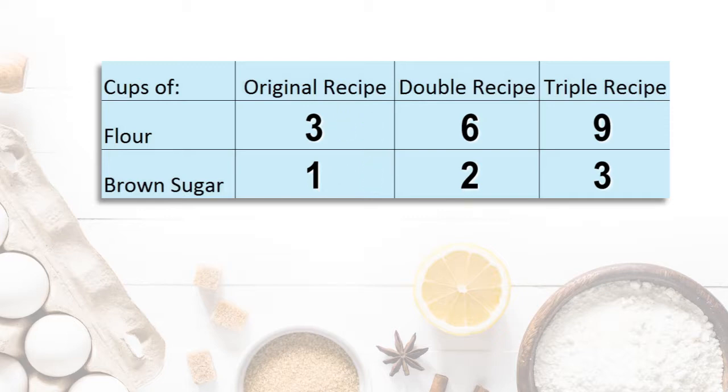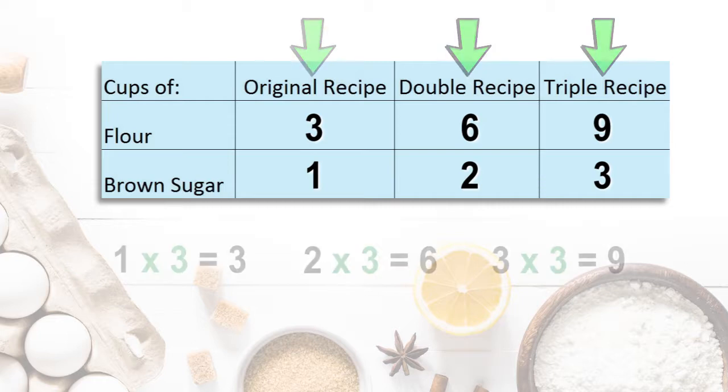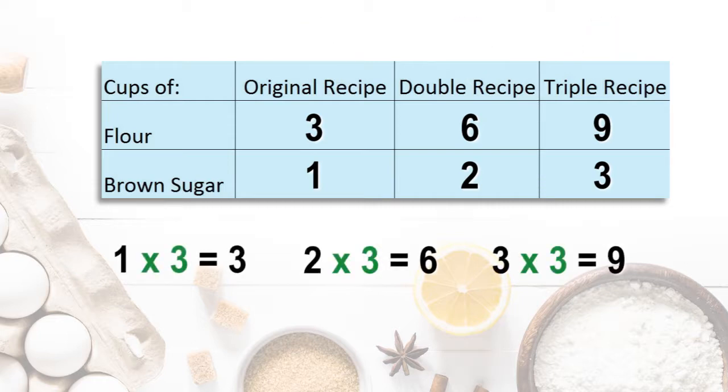How do the two rows relate? The number in the top row relates to the corresponding number in the bottom row as a ratio of flour to brown sugar. The ratio of 3 to 1 for the original recipe is equivalent to the ratio for the double recipe, 6 to 2, and the triple recipe, 9 to 3. In each ratio, the amount of flour is 3 times the amount of brown sugar.